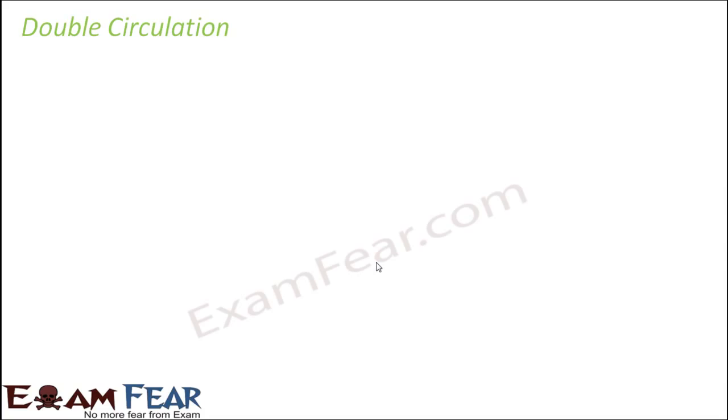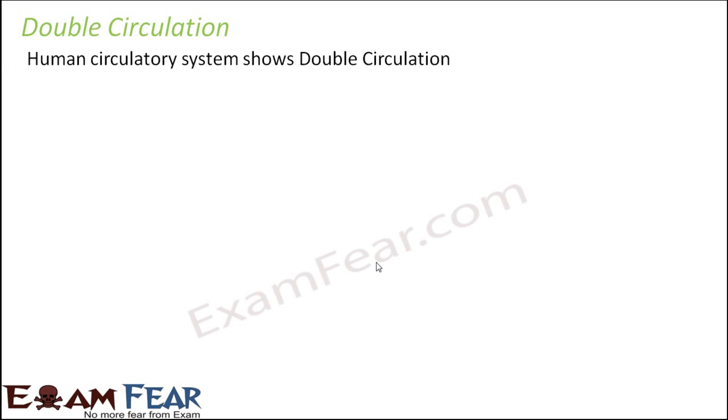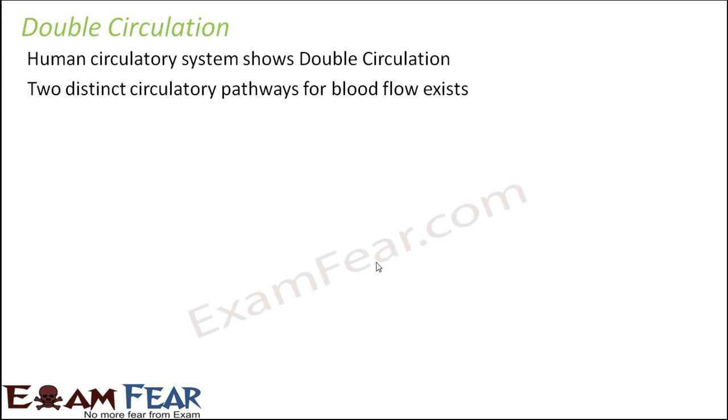Now let us see what is double circulation. You would have often heard this term double circulation, that if you talk about blood circulation in human beings, it is double circulation. So what is meant by double circulation? Now human circulatory system shows double circulation. Let us see what we mean by it. It means that there are two distinct circulatory pathways for blood flow. So what are those two distinct circulatory pathways? One is called pulmonary circulation and the other is called systemic circulation.